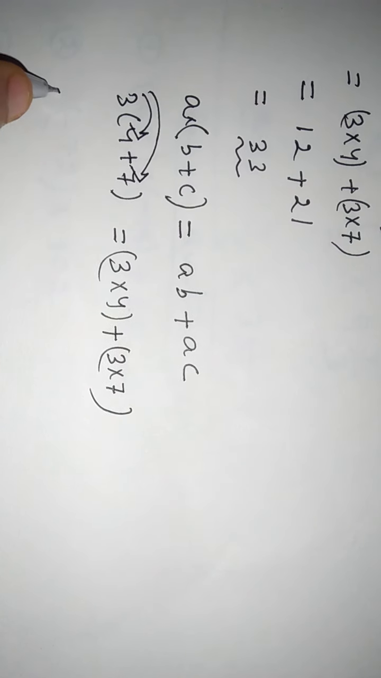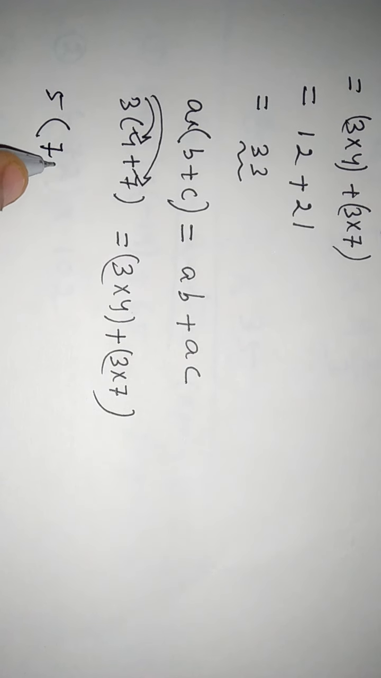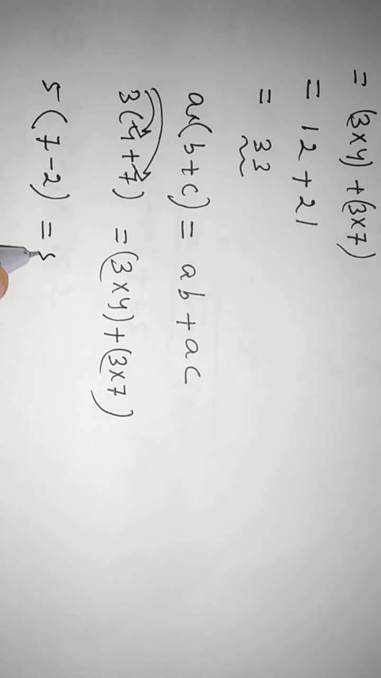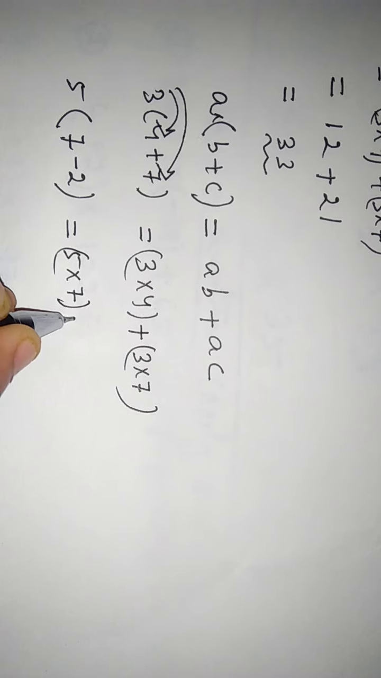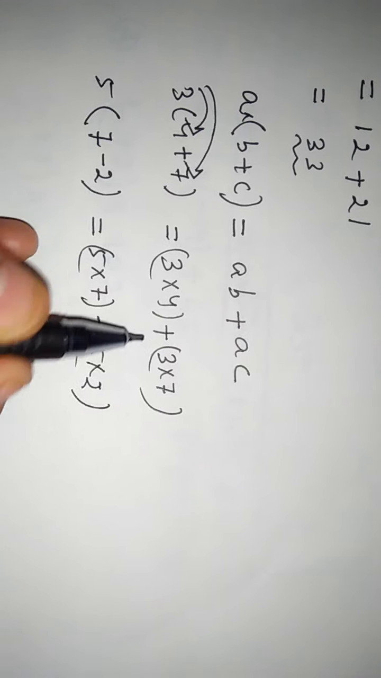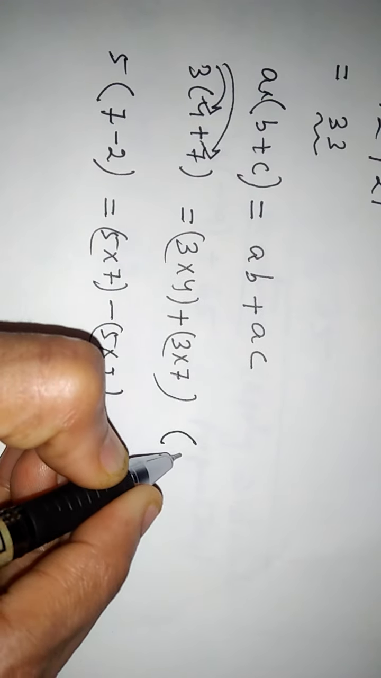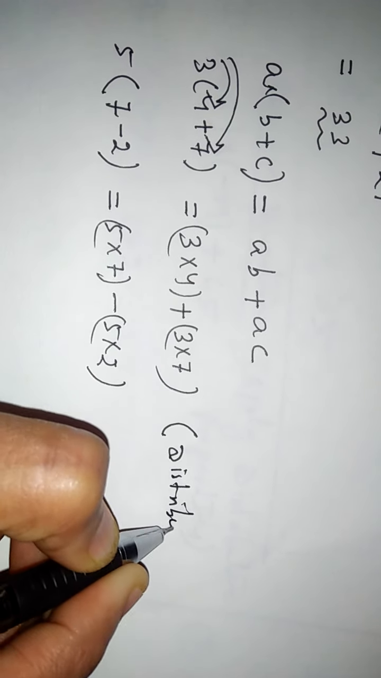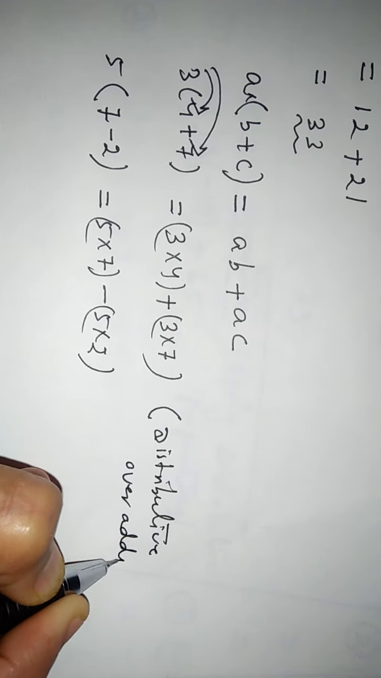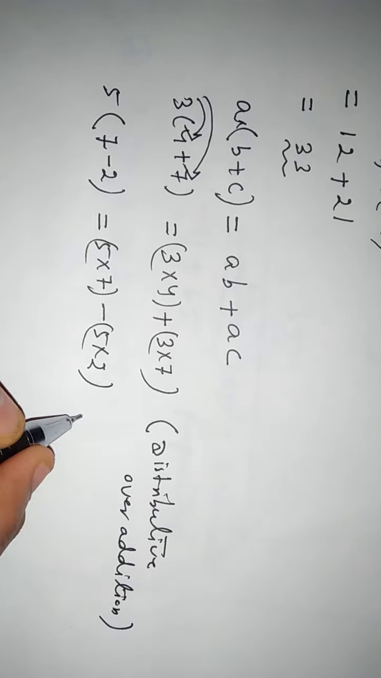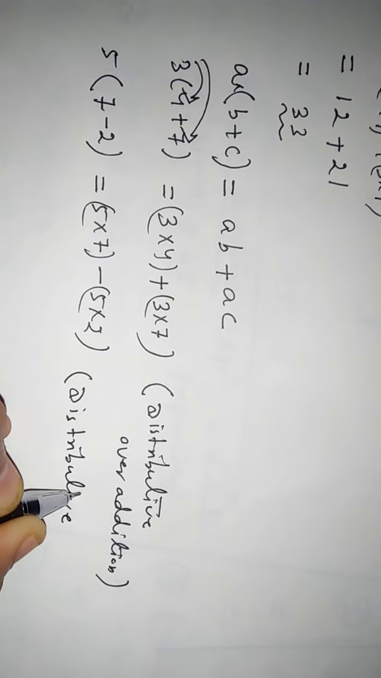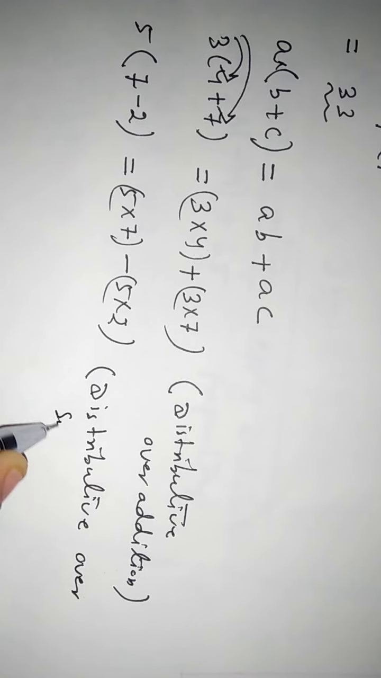If I put 5 into 7 minus 2, as the minus will be there, it should be 5 into 7, the minus sign in the middle, so 5 into 2. So this is called distributive property over addition. This will be distributive property over subtraction.